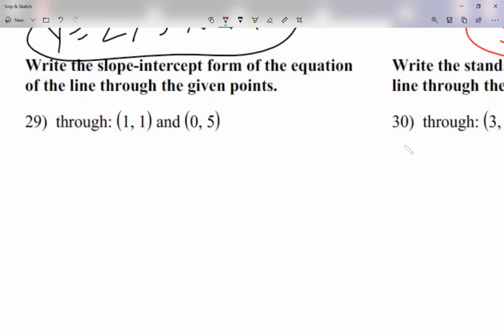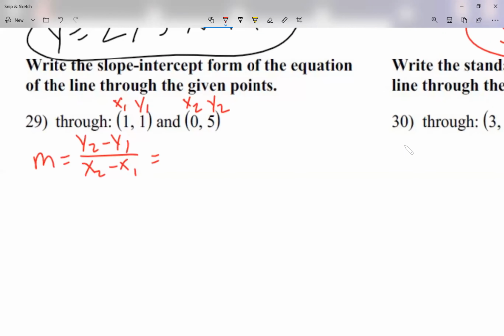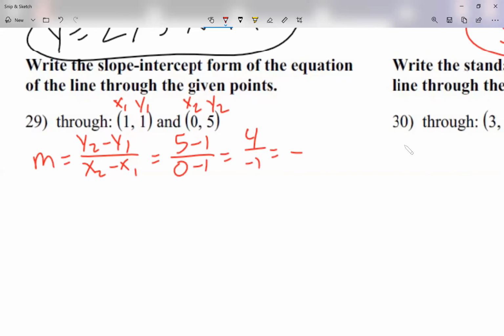So let me label my sides to begin with. Let me call this x1, y1, because that's the first point. And then let me call this x2, y2, because that's the second point. For my slope, because I need my slope, I'm going to use the formula y2 minus y1 over x2 minus x1, which in this case, 5 minus 1 over 0 minus 1. It gives me 4 over a negative 1. Bring the negative to the front. 4 over 1 is just 4. So my slope is a negative 4.